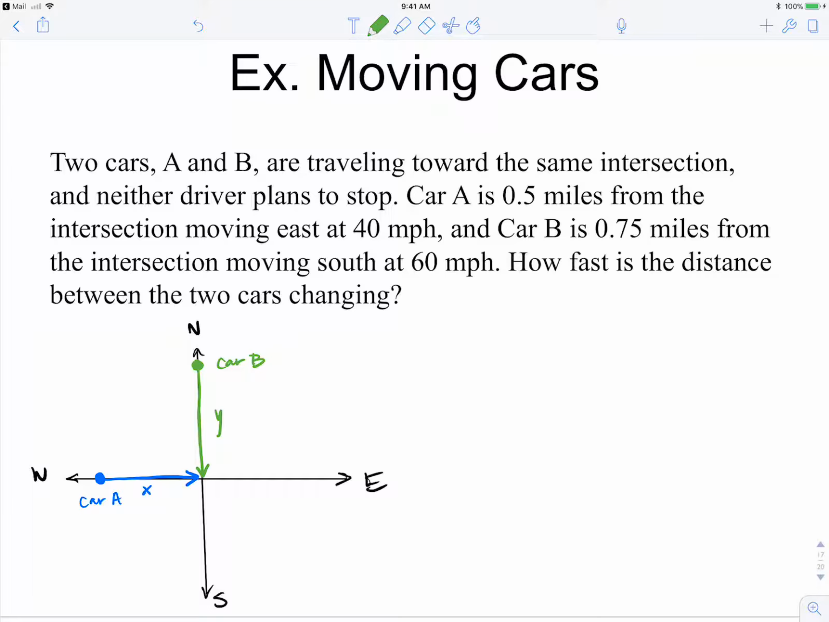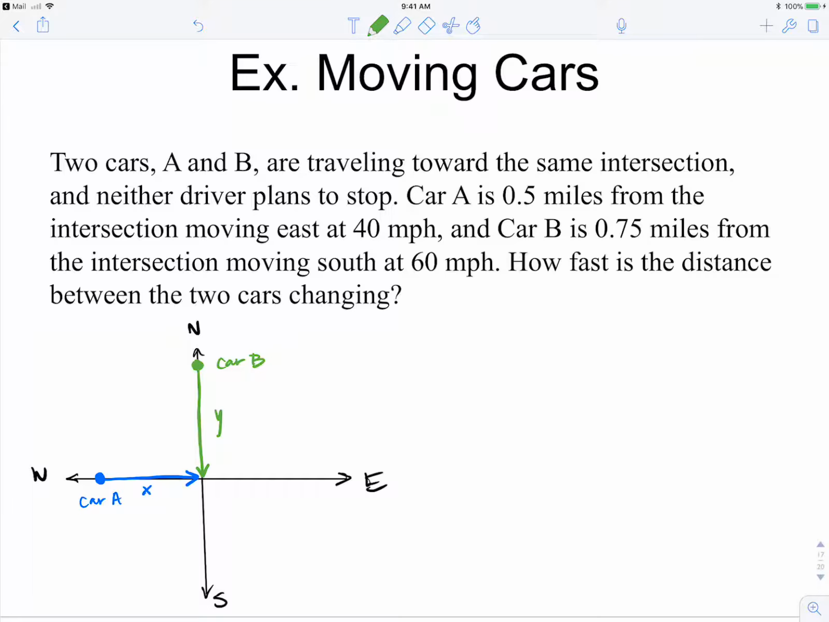Car B is 0.75 miles from the intersection, moving south at 60 miles per hour. So I've drawn that car B is moving south, and I'm calling the distance of car B from the intersection Y, because that distance is also changing as time is passing, and Y is decreasing as the car is moving closer and closer to the intersection.